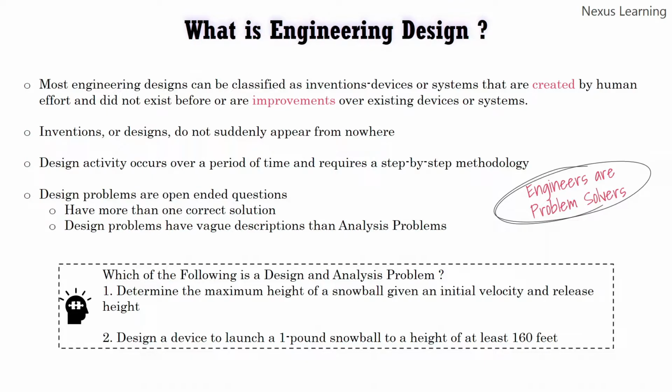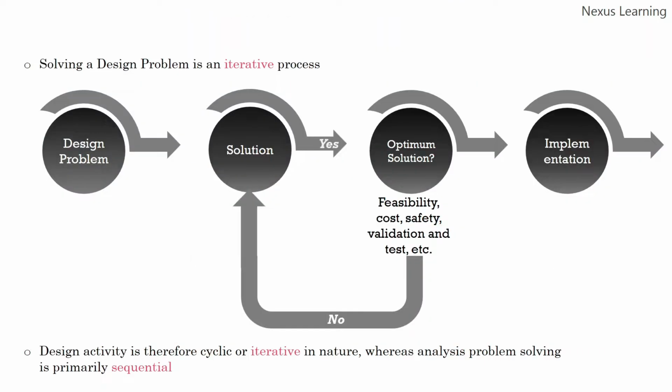But if you look at the second sentence, design a device to launch a 1 pound snowball to a height of at least 160 feet. It doesn't have a unique solution. It has multiple solutions, and we have to choose the best solution out of them to work out the given problem.